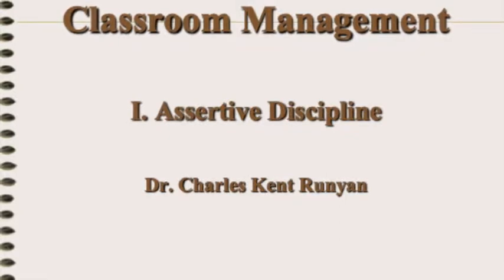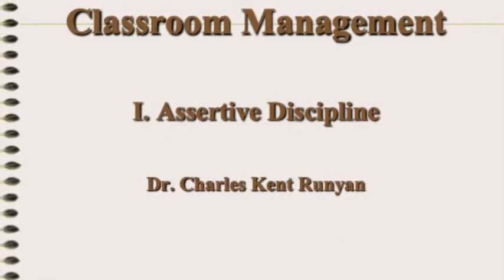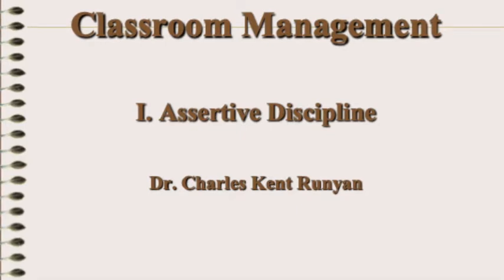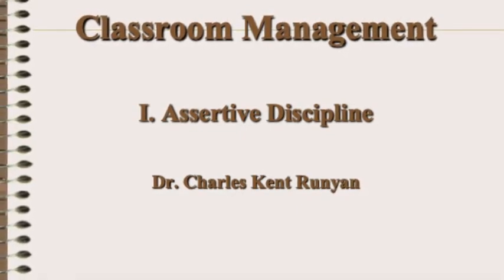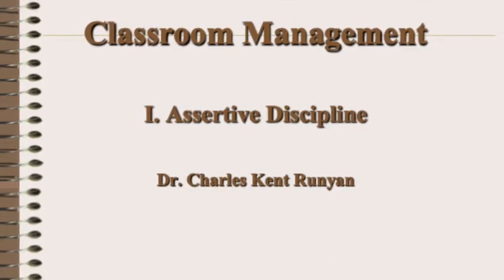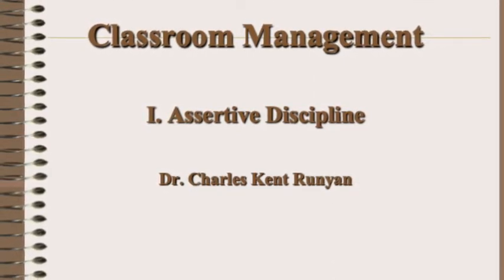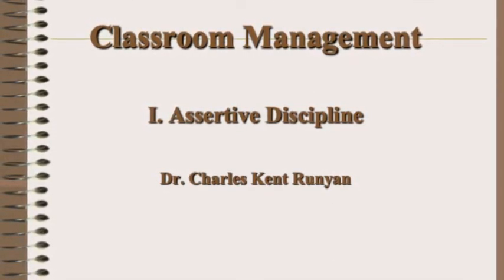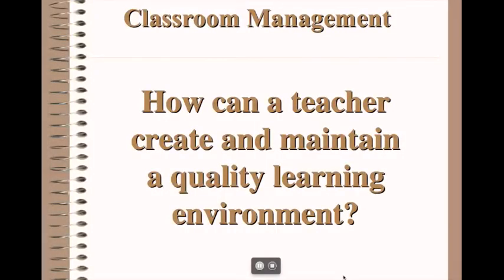Let's look at the first end of the continuum and different theories of classroom management and look at assertive discipline. Here, the orientation is that we treat all kids the same. Let's see what it means. How do we get kids to learn for us? What can we do to motivate them? So let's look at some possible answers.